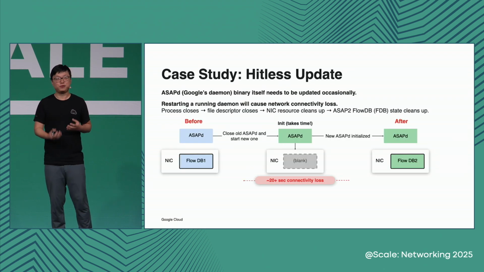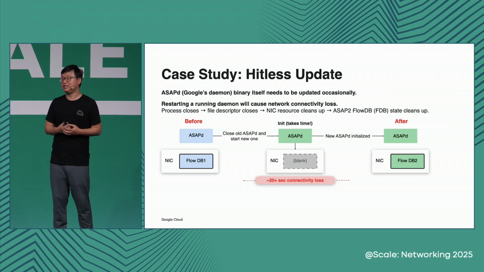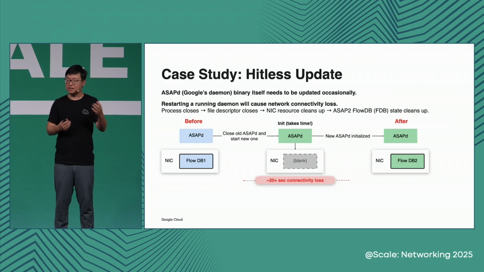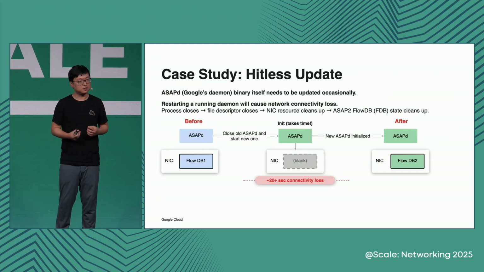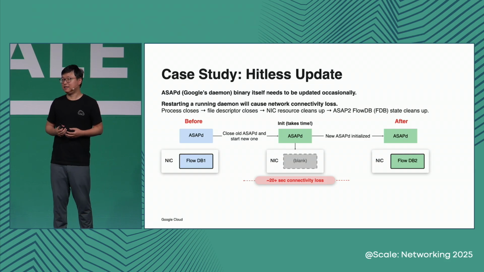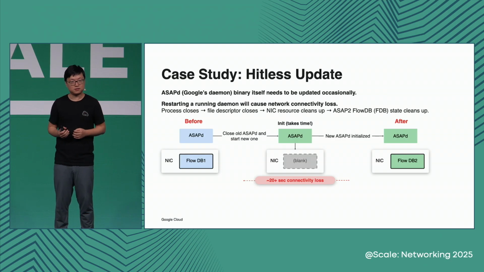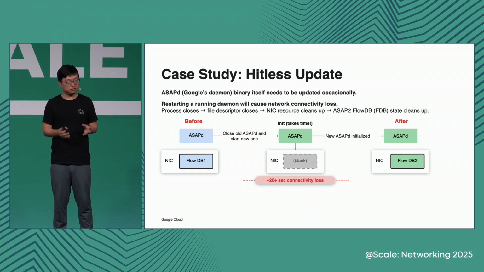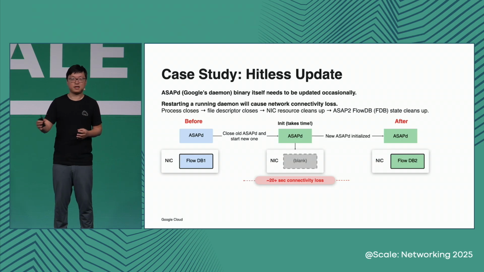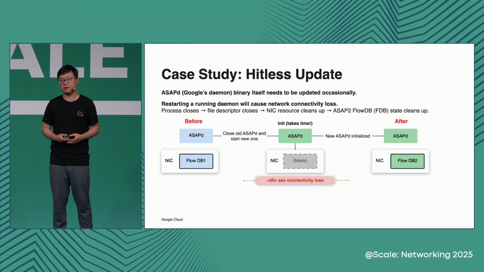And next, I will talk about how we do hitless updates. As you can imagine, we need to roll out new versions of system software, ASAPD in this case, to the cluster to either roll out new features or occasionally roll out bug fixes. The naive way is to shut down the old process and kick off the new process. The problem is that if you shut down the old software, the process closes, the associated file descriptor closes, and the NIC cleans up the resources. So you lose all the forwarding state, and your GPU suddenly loses connectivity to the outside world until the new software kicks in and starts to program this forwarding state in the hardware.